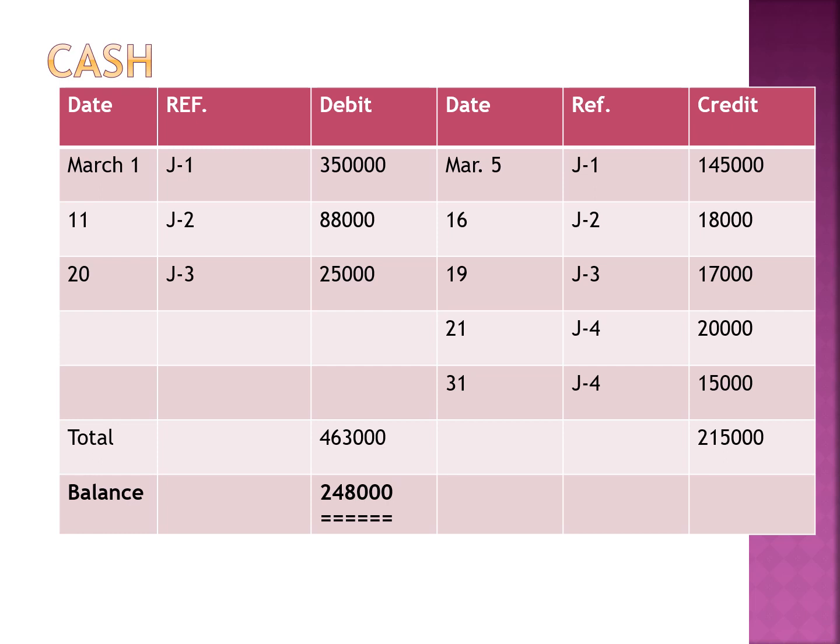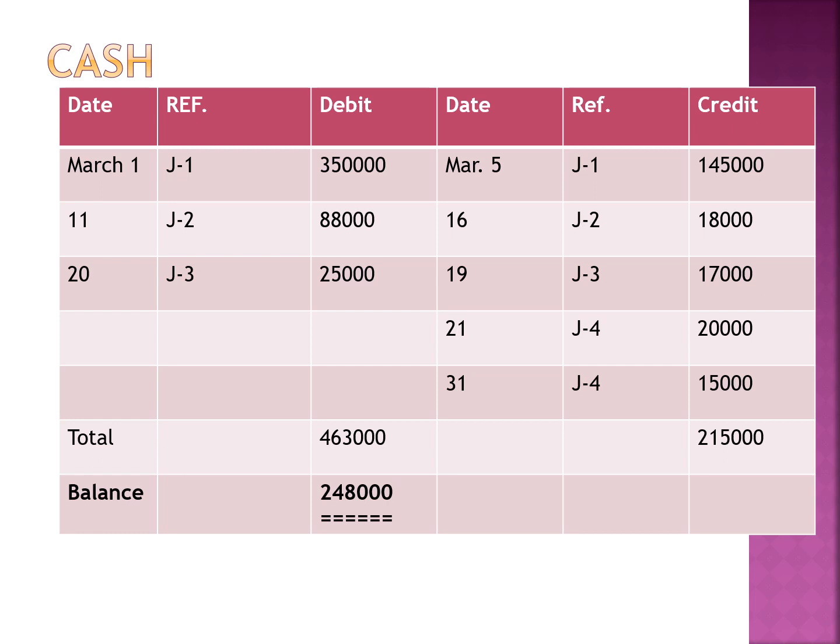Next, on March 21, the transaction is a credit to cash of 20,000. This represents the withdrawal of the owner, from journal page 4. And lastly, on March 31, our last entry, we credit cash 15,000 for the salary of the employee. So we also transfer it on the credit side, because on that entry, cash has been credited.